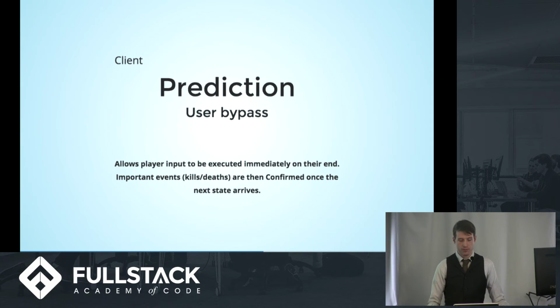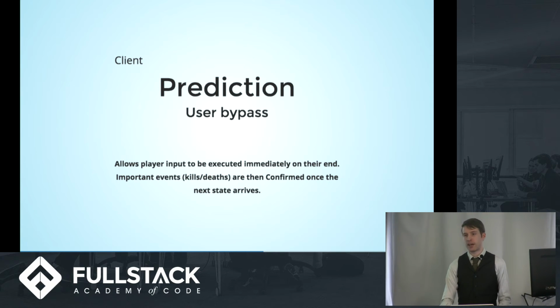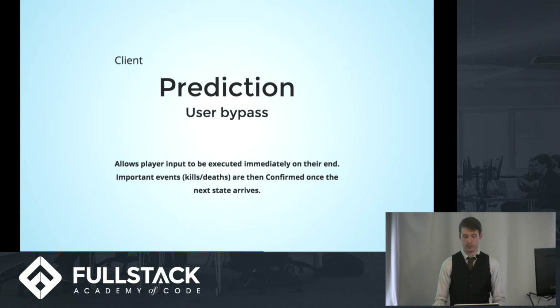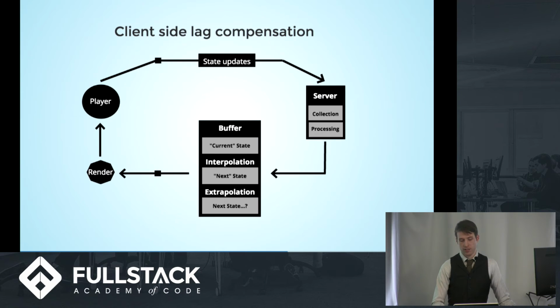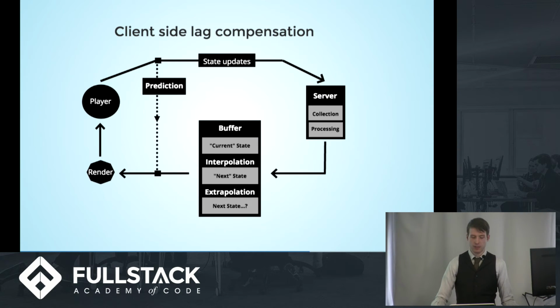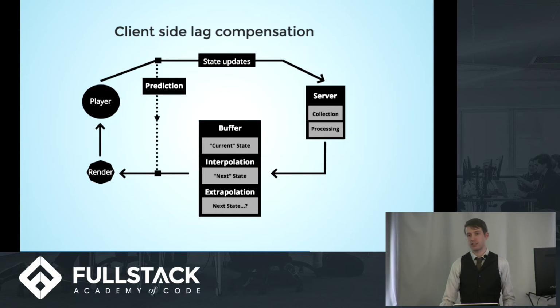And finally, extrapolation also only affects the game world, but prediction, or user bypass, finally affects the player's experience. And it allows the player's input to be executed immediately on their end. But important events, like kills or deaths in a first-person shooter, are then confirmed once the next state arrives, which occurs here in our cycle. And like I said before, it allows the player's experience to be, in essence, real-time.